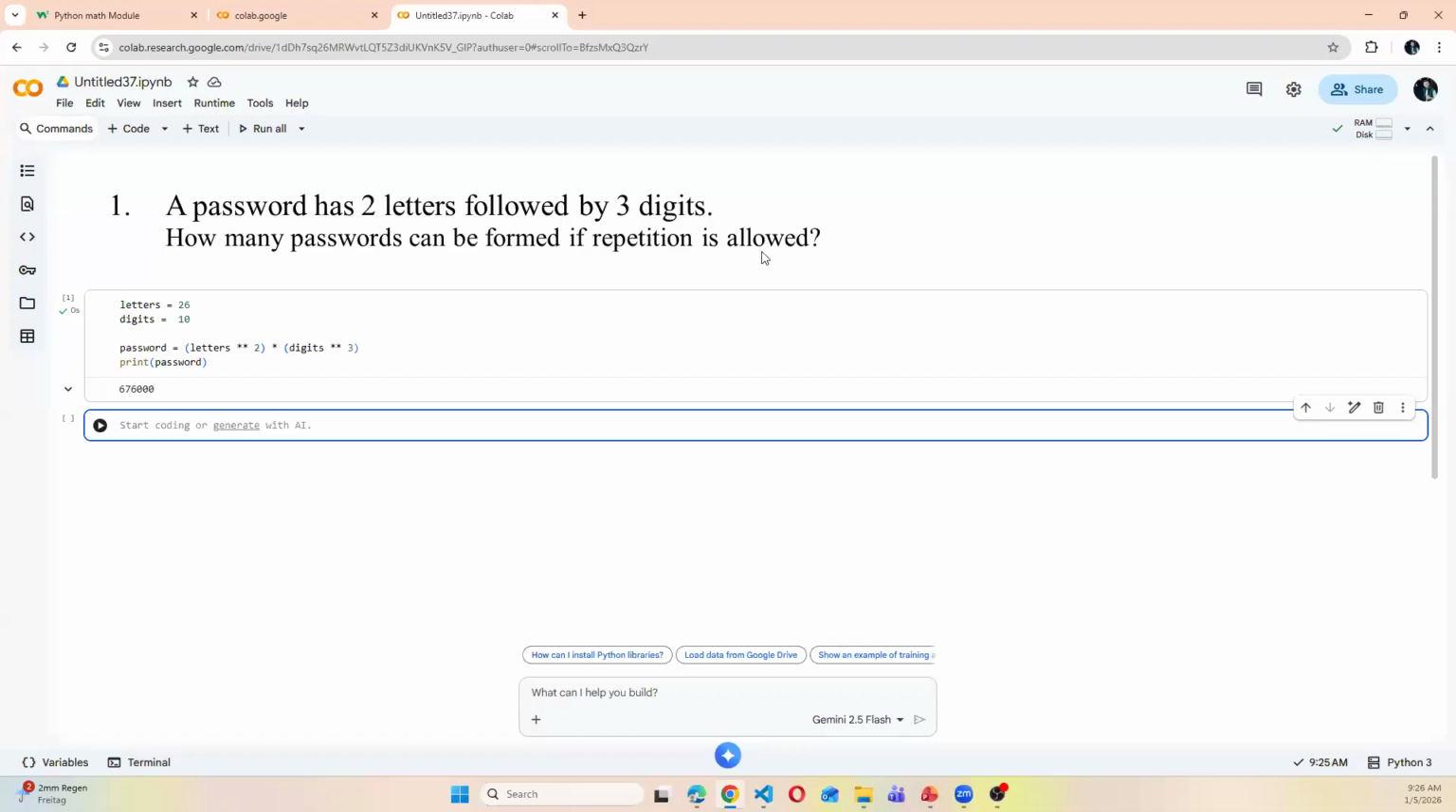But if repetition is allowed, and if it is not allowed, in the first one you can choose 26, for the next one you will choose 25. So without repetition, if you cannot repeat, you say 26 multiplied by 25, and for the digits you have 3, so you can choose 10 from the first, then you can choose 9, and then you can choose 8.